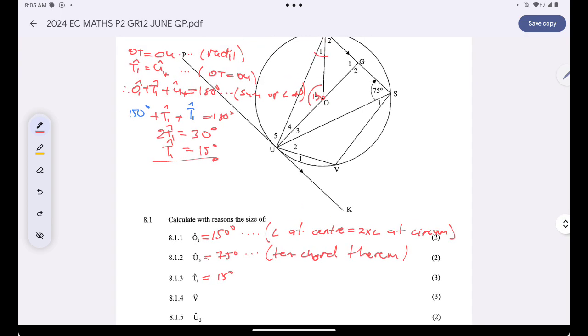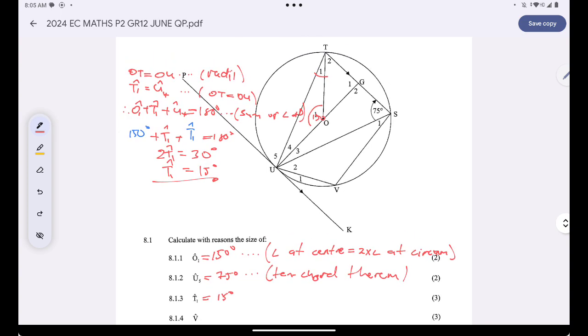The working is right up there. So now they want us to find the angle V. How can we find V? Let me create room for me to write there.